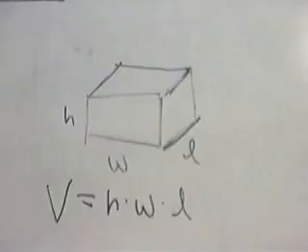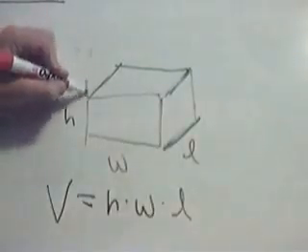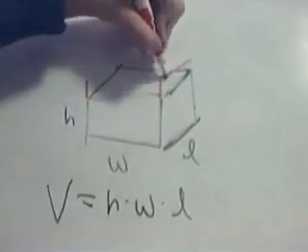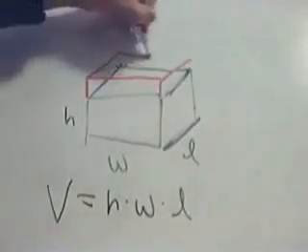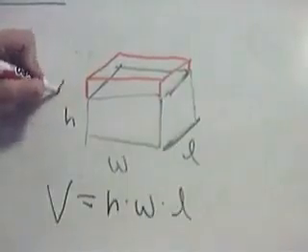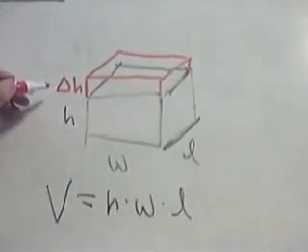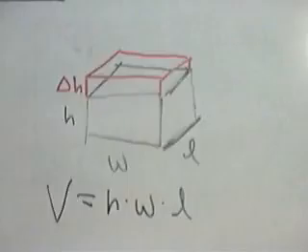Now, this is a function that takes three variables, three real numbers, h, w, and l. In fact, it takes three positive numbers, because we don't consider negative numbers to have any real meaning of length. Now, suppose we wanted to study how much bigger the box got if we changed the height. We can think of this graphically by adding some h here, like this. Call this delta h for a change in h. This delta sign just represents a change.